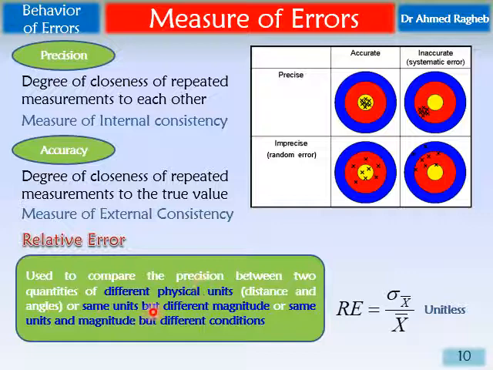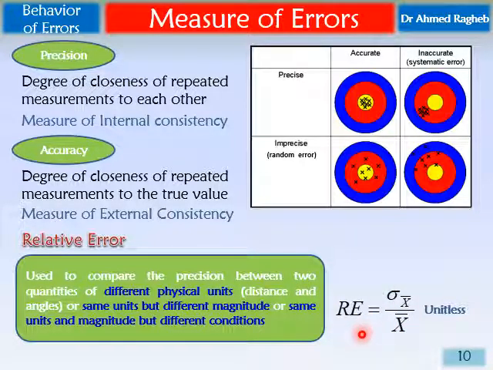Or you're comparing the same units but different magnitude. One measured a distance of 100 meters and got an error of 1 centimeter, and one measured a distance of 500 meters and got an error of 3 centimeters. How are you going to say who is more precise? By dividing the standard deviation over the value itself, and thus you will determine the relative error.